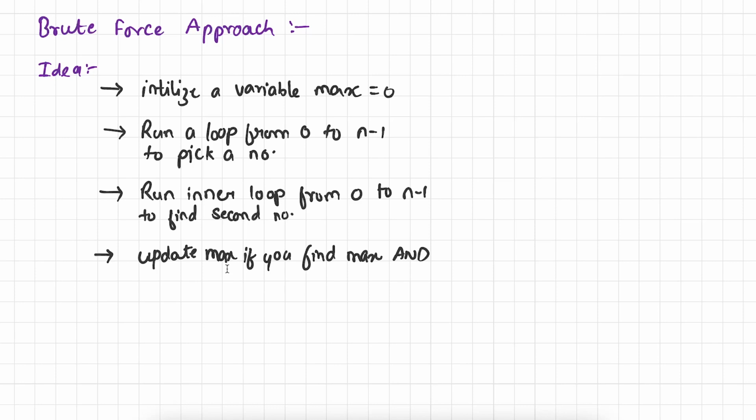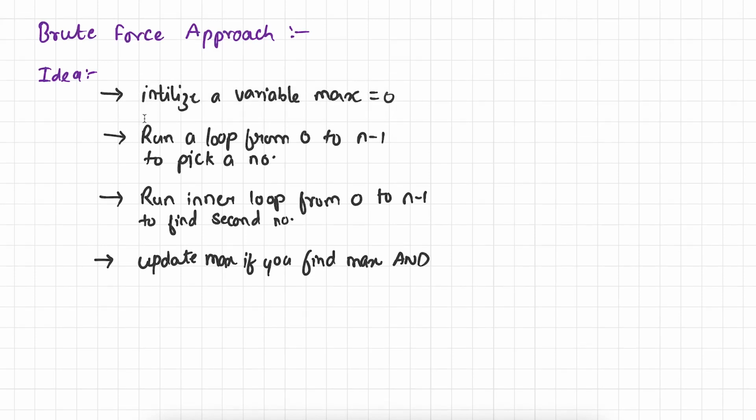The idea of the brute force approach is really simple. We initialize a variable max to 0, and then we run a loop from 0 to n-1 to pick a number, and then we again run a loop from 0 to n-1 to find the pair of that number. So in the first loop we are picking one number and in the second loop we are finding the pair of that number, meaning the second number. While iterating we calculate the bitwise AND of both the numbers. If we find a number that is greater than max, then we simply update the value of max to the greater number. So when the loop gets completed, we get a number and that number is going to be the maximum number. Clear?